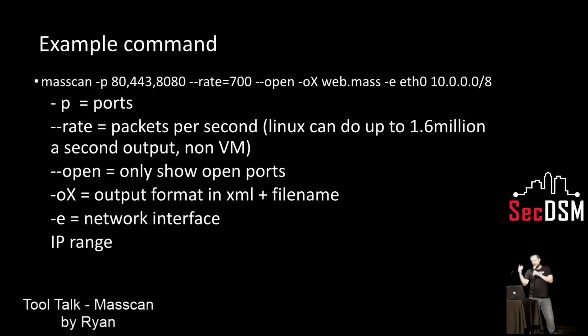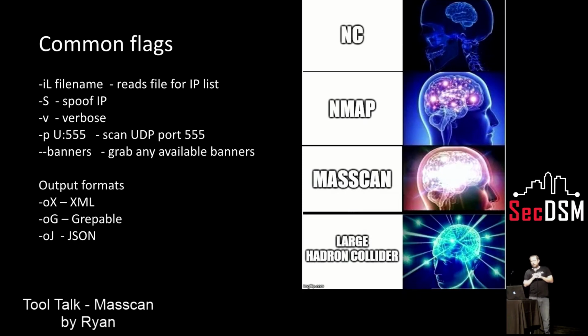And then, of course, the last parameter is the IP. I would usually do specific IPs or a subnet. In Nmap, you can do the fancy ranges, and this really doesn't handle that. Some other common flags. You can input a list of hosts similar to Nmap, so you don't have to write them all out on the command line, which is handy.